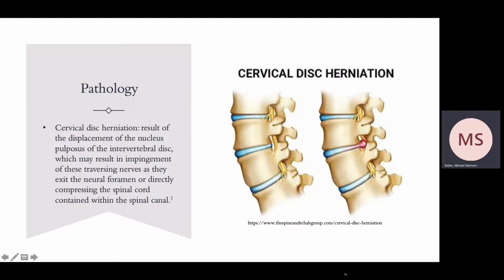So now we're looking at the pathology. Cervical disc herniation is a result of the displacement of the nucleus pulposus of the intervertebral disc, which may result in impingement of the traversing nerves as they exit the neuroforamen, or directly compressing the spinal cord contained within the spinal canal. As indicated in this picture, you see that compression right there. That's what we're talking about when we're talking about cervical disc herniation.